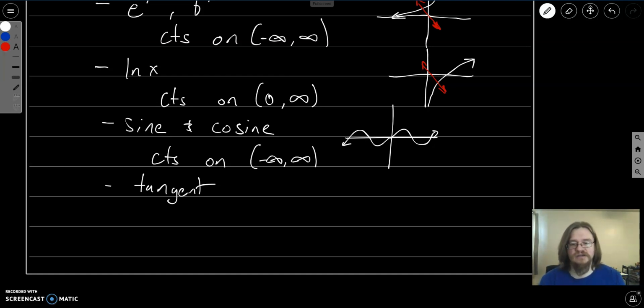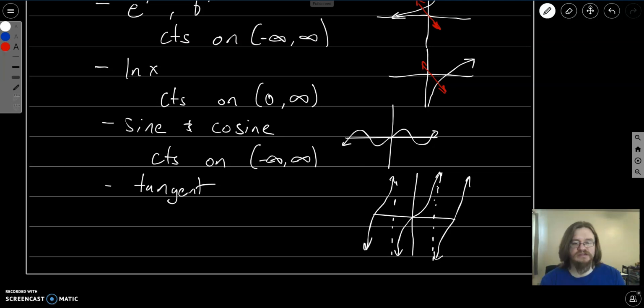Tangent, on the other hand, looks different. So tangent looks something like this. And then it repeats. We have this asymptote here, and then it sort of repeats. So as we draw the tangent, we can see that, yeah, we do have some discontinuity in here.